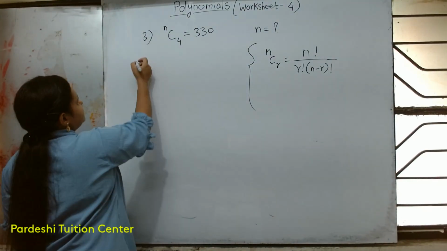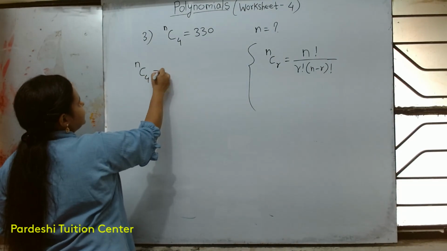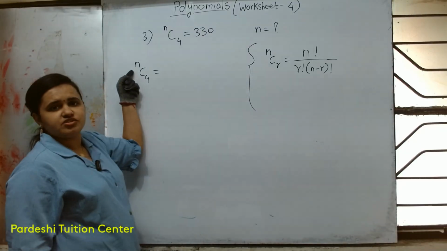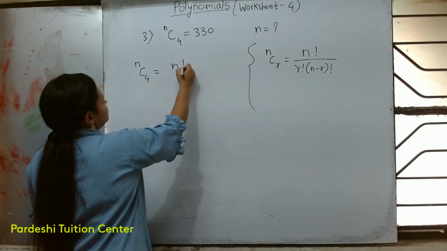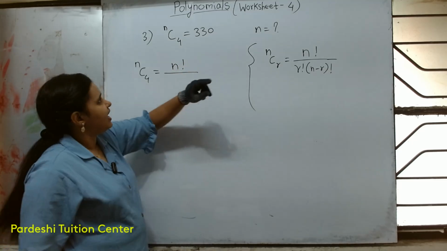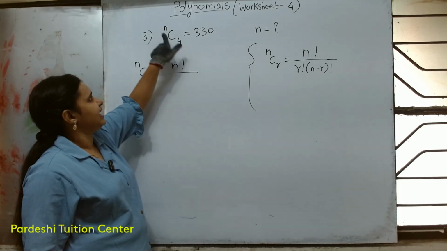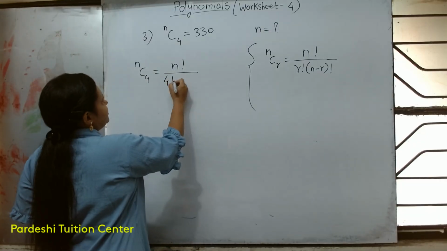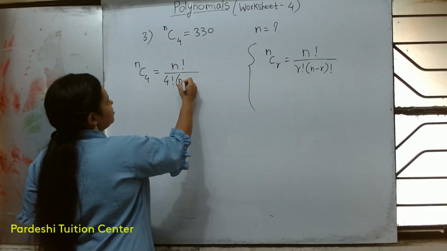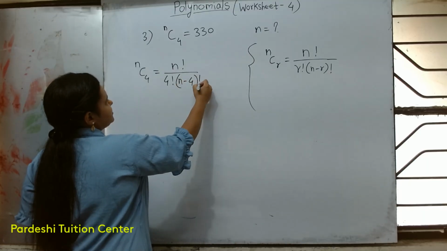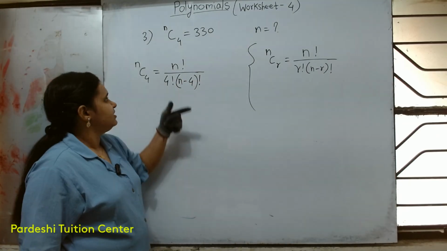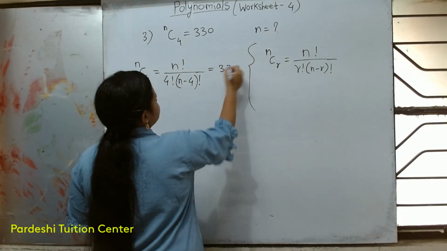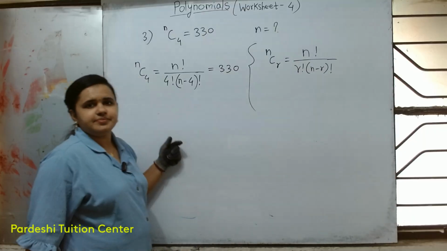So here it is nC4, we will write it as it is. n factorial, since n is not given, we write it as it is, upon r factorial. R is given as 4, so we will write 4 factorial. Now n minus r is n minus 4, so (n minus 4) factorial. Its value is given as 330, so we write equals 330.